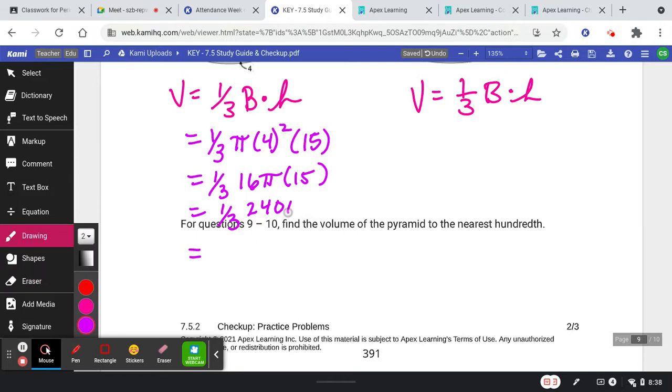Good, 80 pi. And that's units cubed. That's my exact answer. Now do your 80 times 3.14 for me.